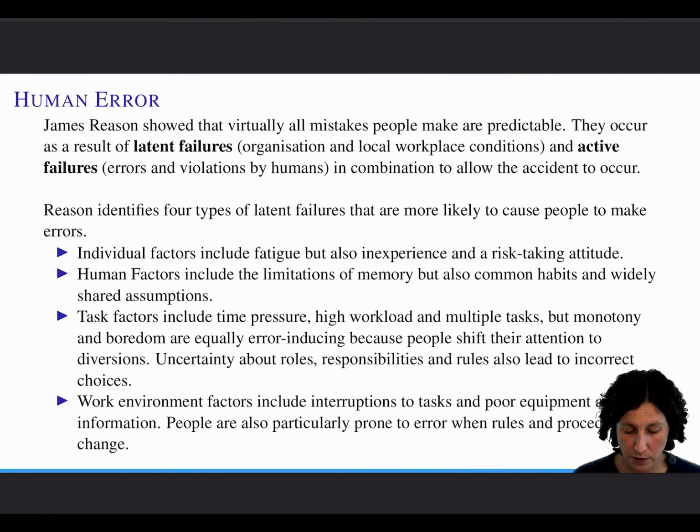And then other work environment factors are listed here, like poor equipment, poor information, and constant changing of rules and procedures. And perhaps we are now living in a great time to experience all that because of the changes in the conditions around the COVID-19 spread. We regularly get new rules and regulations, and I would say a large majority of the population are utterly confused sometimes about what they're supposed to be doing and what they're not supposed to be doing. So obviously people are much more likely then to get something wrong.